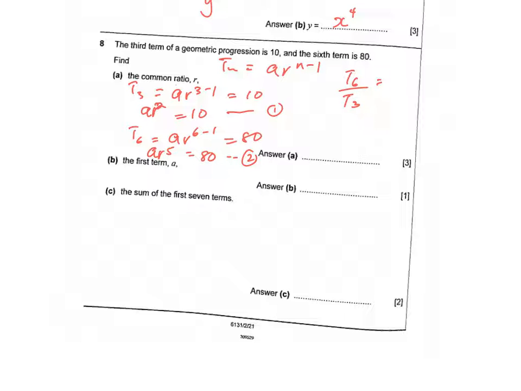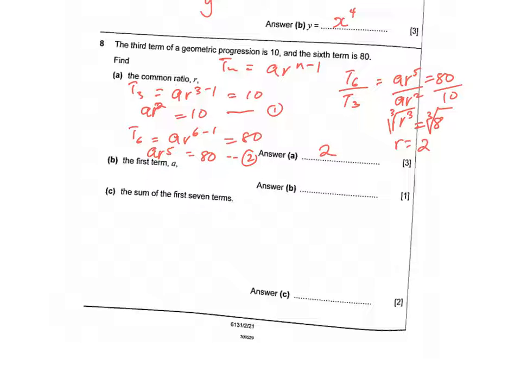So which is a r power 5 equals 80. This you divide by a r square. This you divide by 10. And then you get what? a and a cancel out. r square cancels with 2 of the 5. r cube is left. So you have r cube equals 8. To get r, you take the cube root. That means our r is 2. So our common ratio is 2.